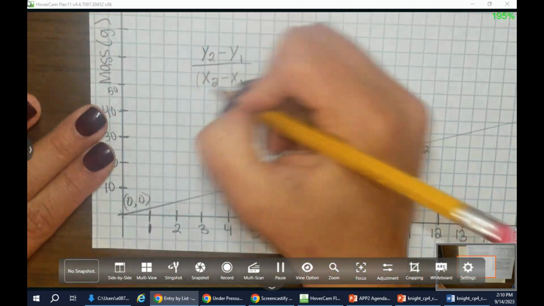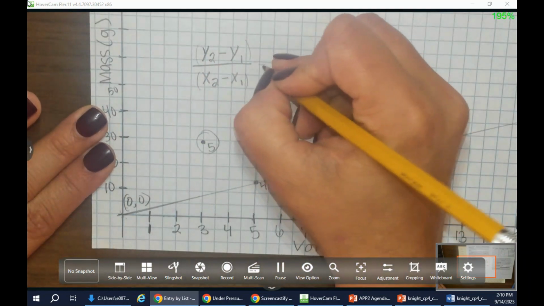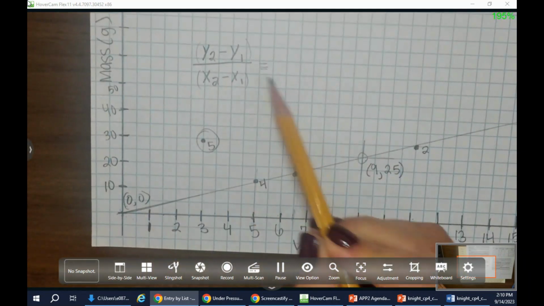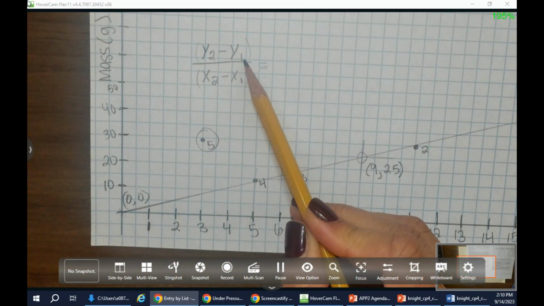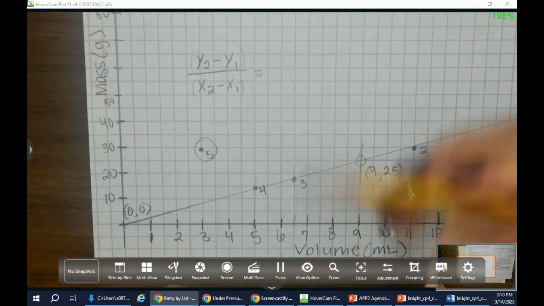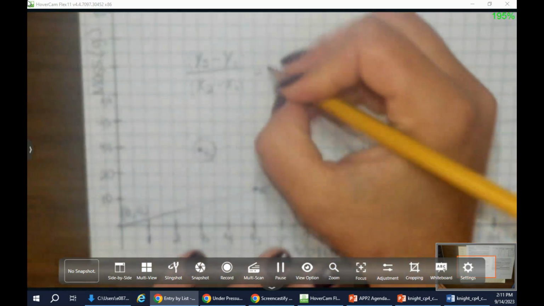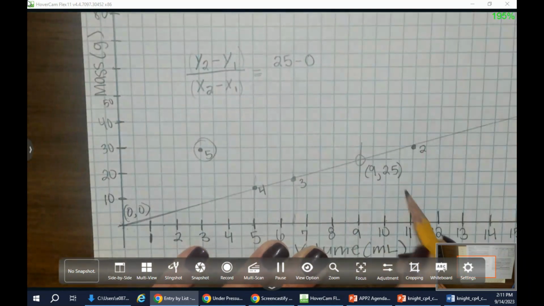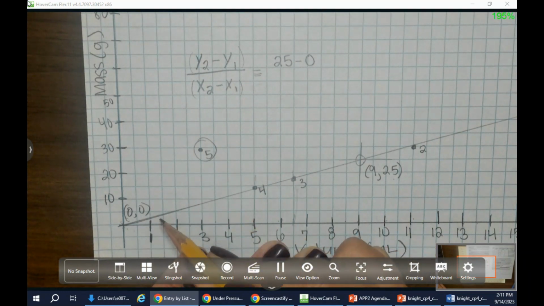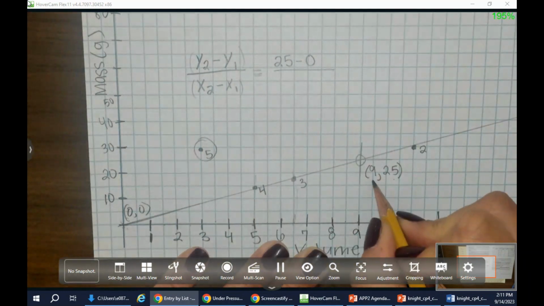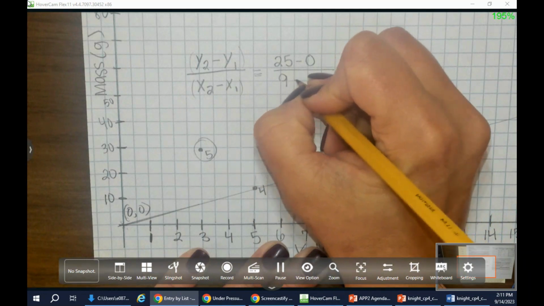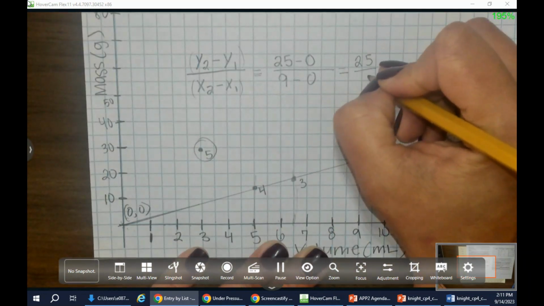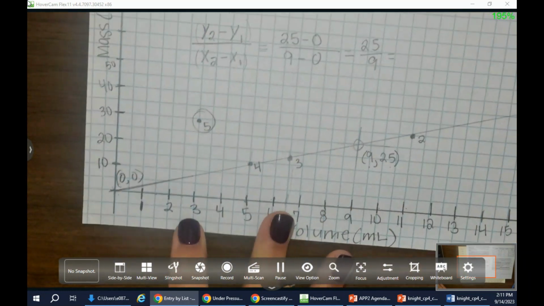Now that looks really crazy, but realize that I told you to start it at the origin, which means x1 and y1 are zeros. Yay! I made it easier for you. So what I'm going to put here is I have 25 minus 0. So I put my y2 minus y1, and then I'm going to go x2 minus x1. So 9 minus 0. I'm going to solve for that. So I have 25 divided by 9, and that should give me my slope.